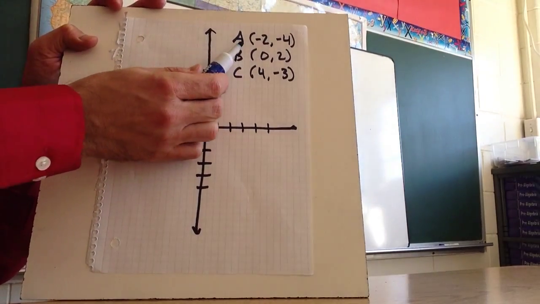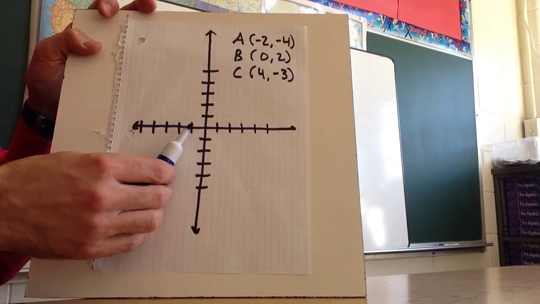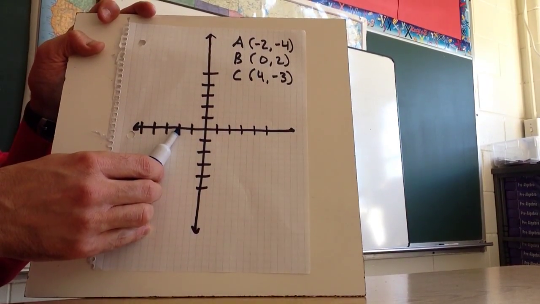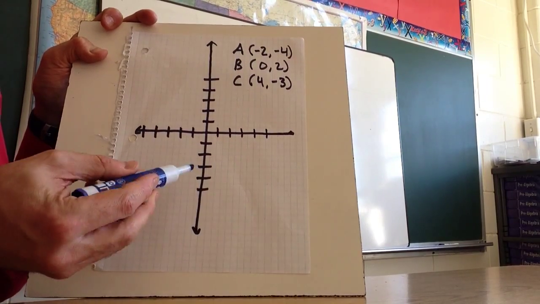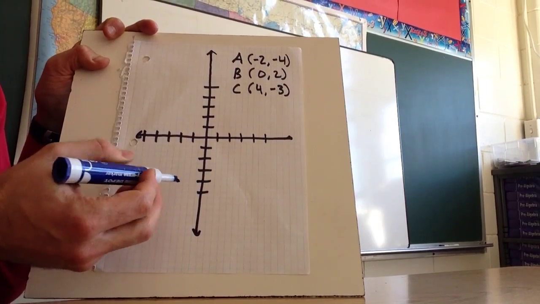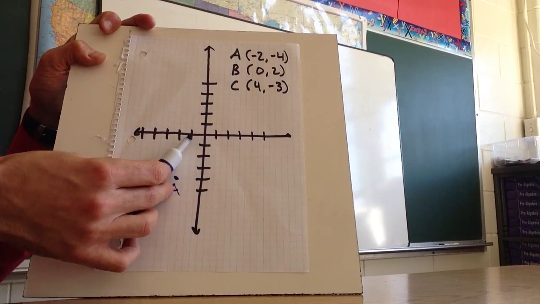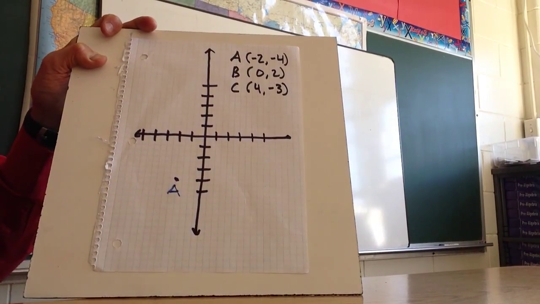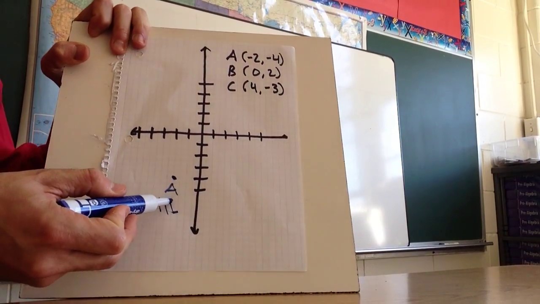All right, so this first point, point A, going x, y. So this is going to be negative 2, and then down, 1, 2, 3, 4. So I'm at negative 2, negative 4, which is here. This is point A. Negative 2, negative 4. Right, over 2 and down 4. And this is quadrant 3.